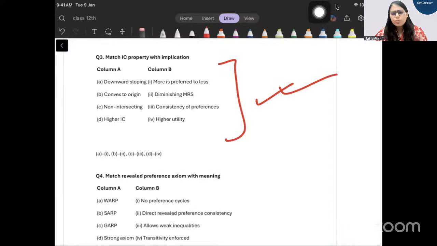I will post it on the portal. I've already given it to the team. Maximum by 7:30 it should be on the portal.